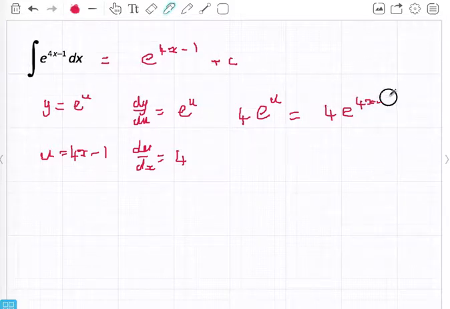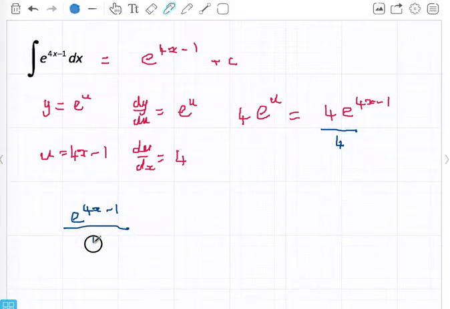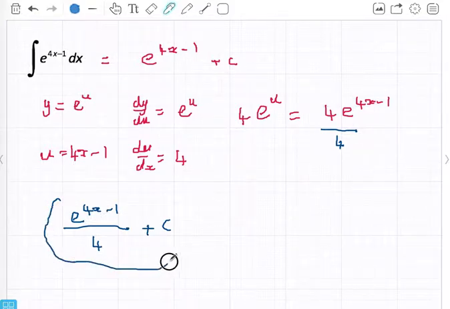Now what I wanted to do was to get back to the beginning, and I've actually got a 4 in here. So I have to think, what do I need to get rid of here to get back to the beginning? Well, if I just divide by 4, I'll be okay. So my guesswork should have been e to the 4x minus 1 over 4. Now I could go through that whole process again, but I know I'm right here. So this is my answer.